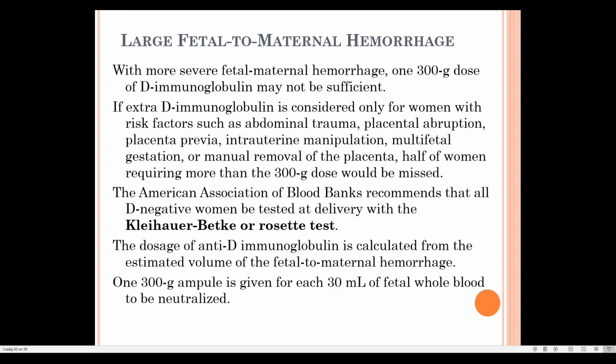The American Association of Blood Banks recommends that all D-negative women be tested at delivery with the Kleihauer-Betke or Z test. The dosage of anti-D immunoglobulin is calculated from the estimated volume of the fetal to maternal hemorrhage. One 300-microgram ampule is given for each 30 milliliters of fetal whole blood to be neutralized.